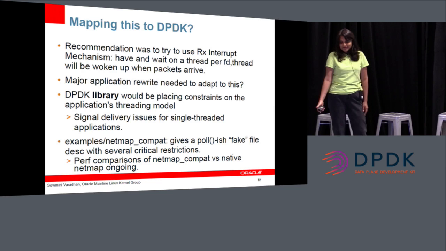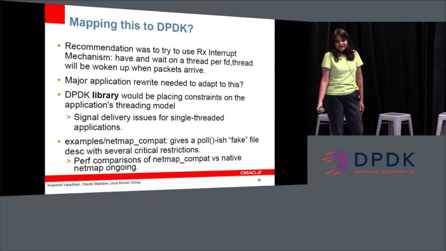Right? Moreover, there's another problem with this, which is that depending on how you look at it, if you look at the DPDK as a library, you have just changed the application's threading model by adding these extra threads. So if my application thinks it's single-threaded, it can reasonably assume that SIGINT and SIGPOLL will be delivered to its thread. But by adding extra threads, you've broken that assumption. Right? So there are other problems with this.